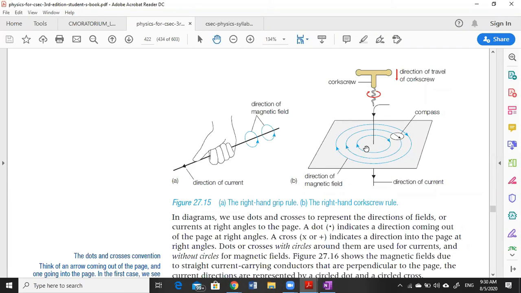We're not involving the thumb wholeheartedly in this case. So we're not using the thumb to show us any direction. All we're doing is using our hand, gripping the corkscrew. Once your hand grips the corkscrew, the twisting motion is going to show you the direction of the magnetic field, whereas the pointed part that went down into the bottle stopper is going to show you the direction of the current. Right?